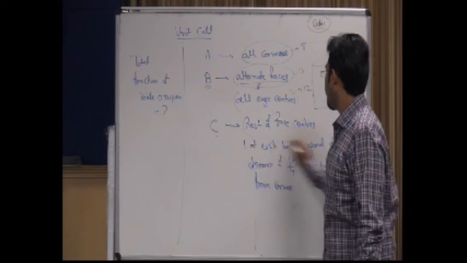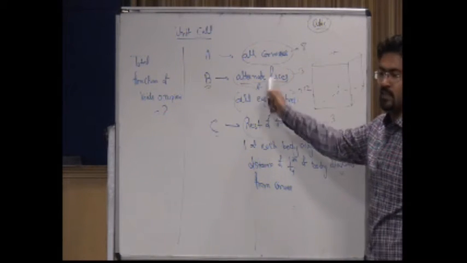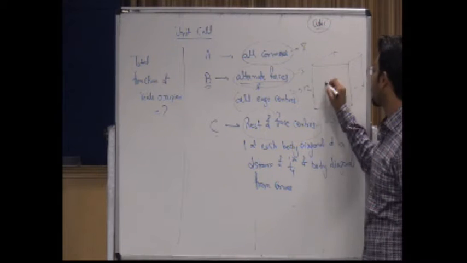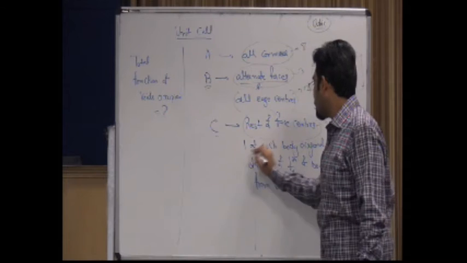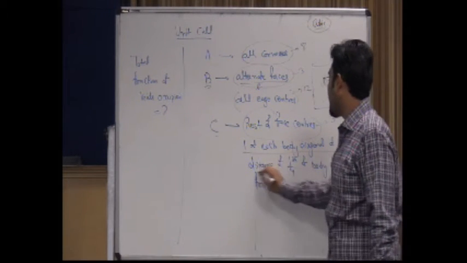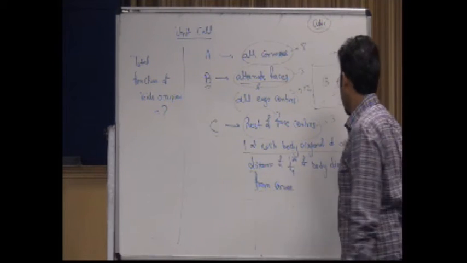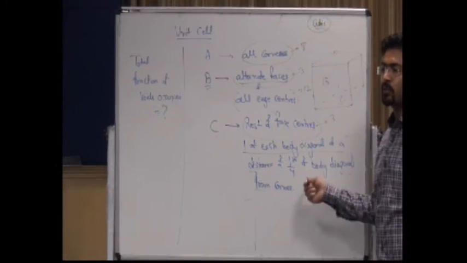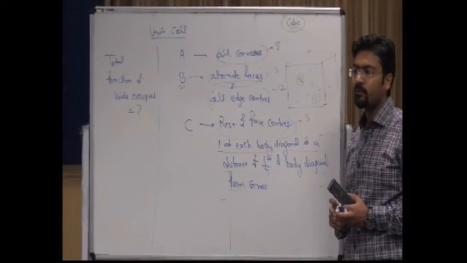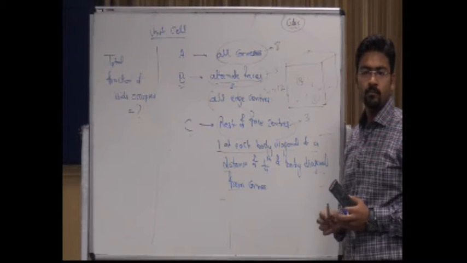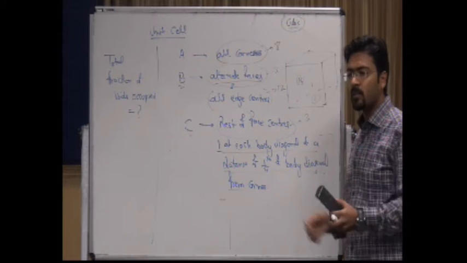For C, rest of the face centers, which means on the other 3 faces C is present, and on 3 faces B is present, right? And they will be filled alternately. Like for example, one will have B, another will have C, and so on, right? And also, it is 1 at each body diagonal at a distance of 1/4 of the body diagonal from the corner. What is this? Can anyone tell me what is this? What is the position it is talking about? Is it some specific position we're talking about, or is it some random position? कोई फर्क नहीं पड़ता ये कुछ. Is it some special position? It has some name.